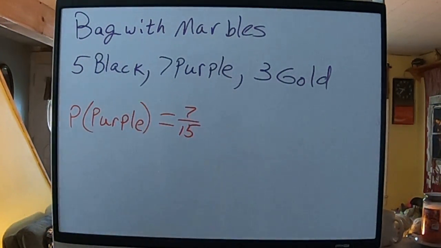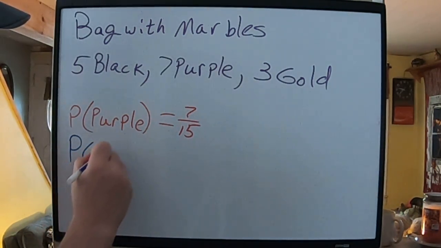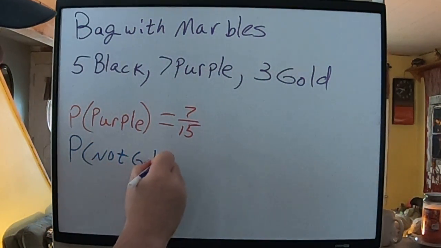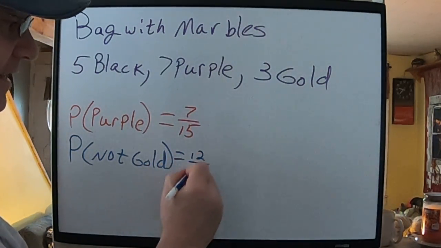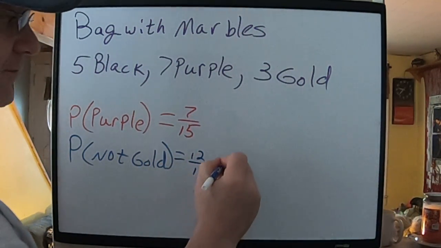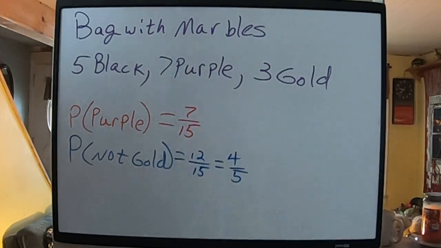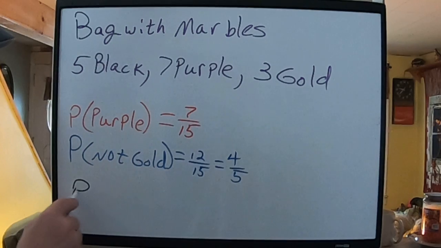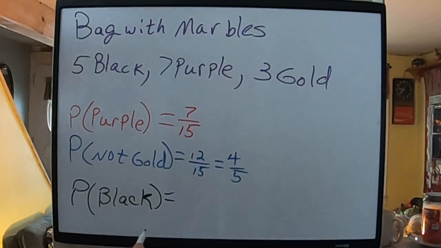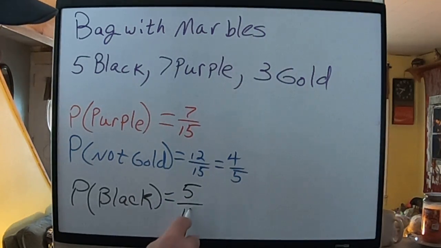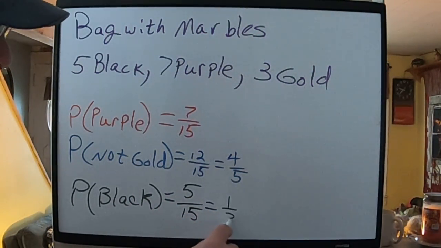What about not gold? Well, what's gold? 3 of them. So that means these 2 are not gold. That's a total of 12 out of 15 that are not gold. So that's 4/5 if you reduce it. And then finally, probability of black. Well, we can see we have 5 black out of 15 total, so that's 1/3.